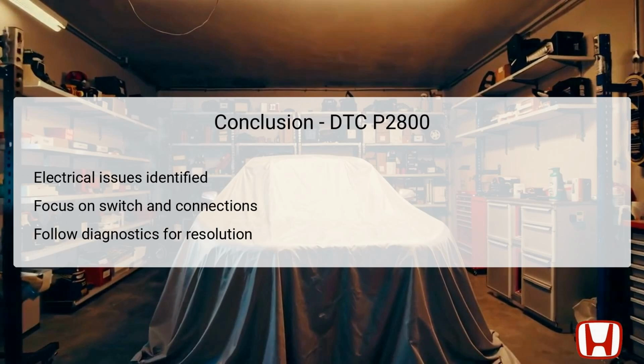In summary, the troubleshooting process for DTC P2800 is critical in resolving electrical issues related to the transmission range switch, ATP reverse switch. Throughout our presentation, we identified the electrical nature of the problem, emphasizing that these issues stem from the circuit rather than mechanical faults. The focus should be on evaluating the condition of the transmission range switch, the connections leading to the powertrain control module, and conducting thorough diagnostic steps while interpreting data accurately.